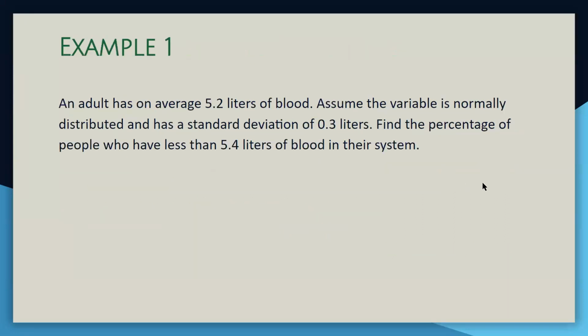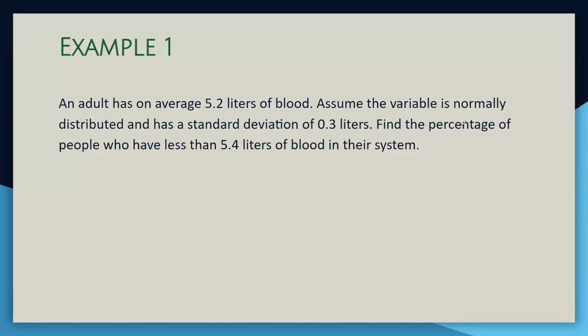So for example 1, an adult has an average of 5.2 liters of blood. Assume the variable is normally distributed, has a standard deviation of 0.3 liters. Find the percentage of people who have less than 5.4 liters of blood in their system. Okay, so I know find percentage. They're asking about a percentage or a probability.